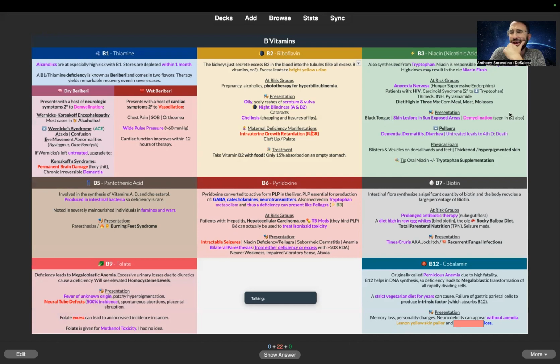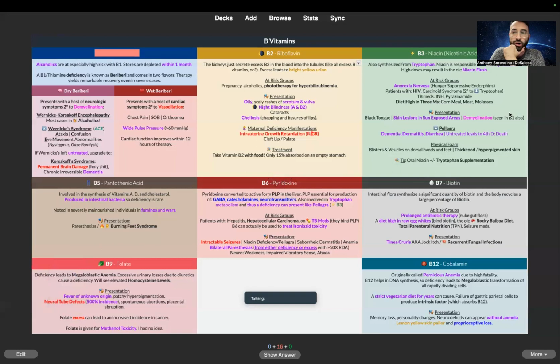Loss of proprioception with B12. B3, also synthesized from tryptophan. B6 and B3 are related. 3 times 2 is 6. I like it. A diet high in raw egg whites. Patients with HIV or carcinoid syndrome, because it's going to nuke your tryptophan. Korsakoff syndrome, permanent brain damage, and dementia. Yeah, pretty crazy there. Folate is given for what toxicity?